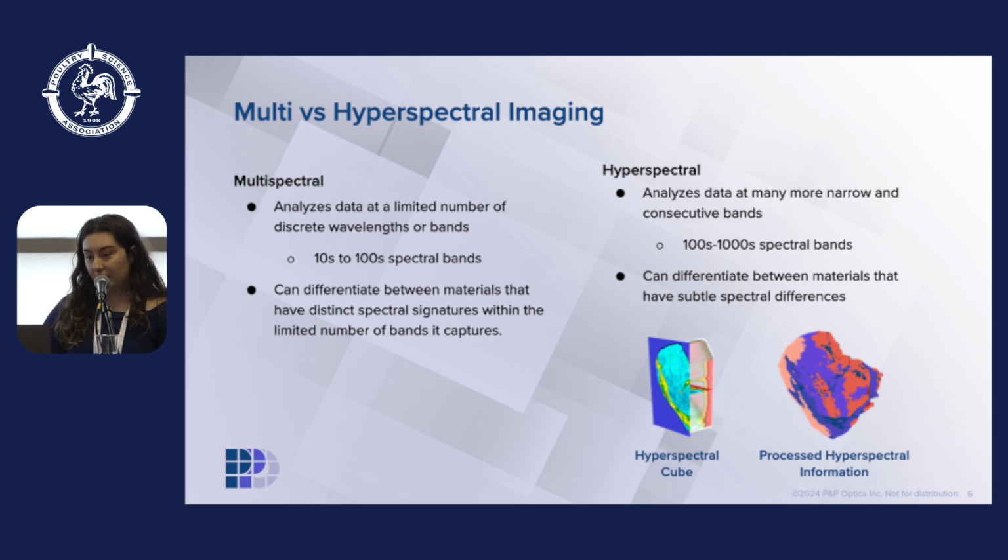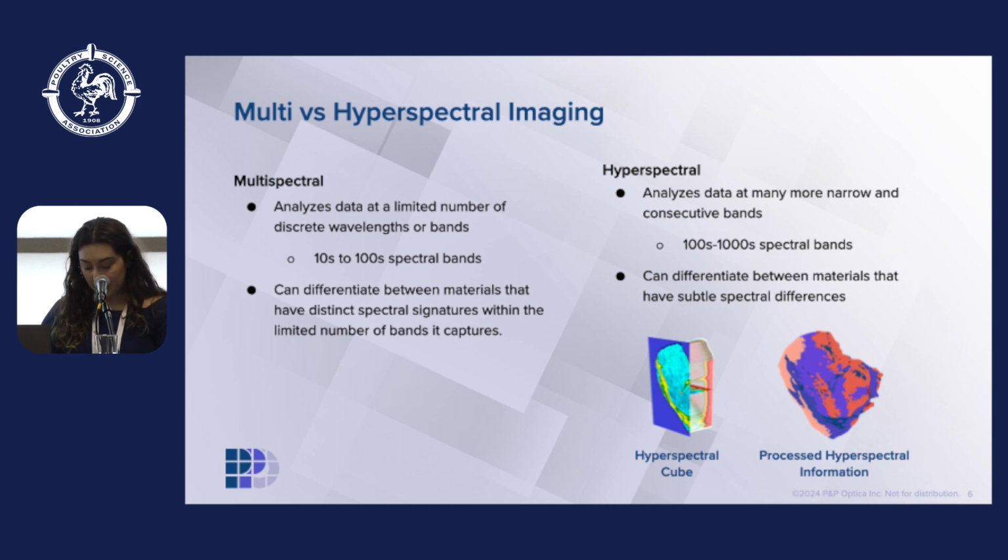Depending on the number of wavelengths being analyzed, the spectral imaging technique may be classified as either multi or hyperspectral. Multispectral imaging analyzes data at a limited number of discrete wavelengths or bands across the electromagnetic spectrum. Typically, multispectral imaging involves 10 to several dozen bands. Hyperspectral imaging analyzes at many more narrow and consecutive bands across the spectrum. So this can range from 10 to hundreds or even thousands of spectral bands, providing a more detailed and continuous profile of the sample.